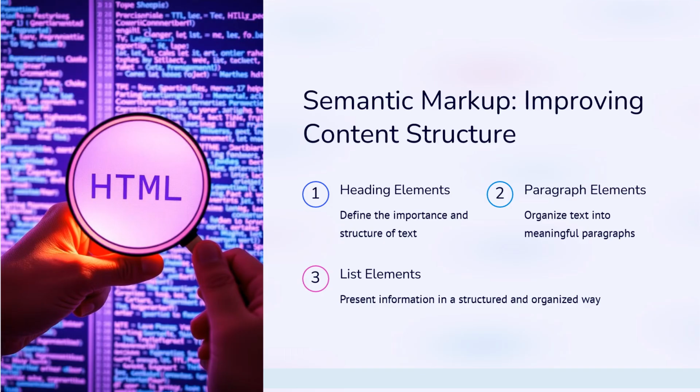Semantic markup, improving the content structure. There are three basic content structure elements which we will be discussing here. First, heading elements, which are very important for structuring the heading section in our document. Second, the paragraph element, which organizes text into meaningful paragraphs. And third is the list elements, which are used for presenting information in a structured and organized way in points.